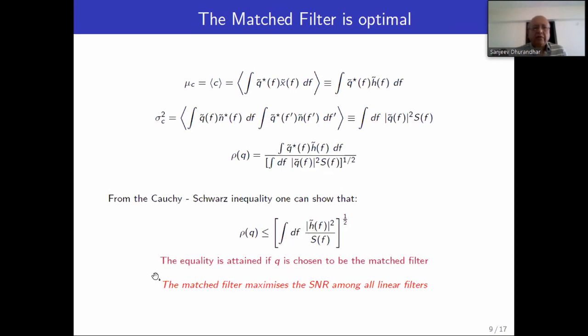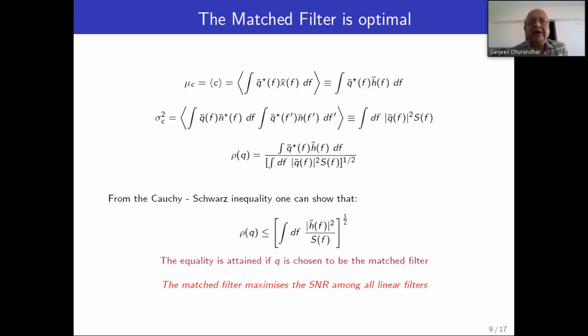So what you are shown is that the equality is attained if Q is chosen to be the matched filter, or the matched filter maximizes the SNR among all linear filters. That's why we use the matched filter in our analysis. The first detection that was done by the LIGO detectors was done with matched filters. So you had templates, a bank of filters, and those filters ran through a whole parameter space, and one used matched filters in order to extract that signal and show that there was a detection. So it gives the best results.